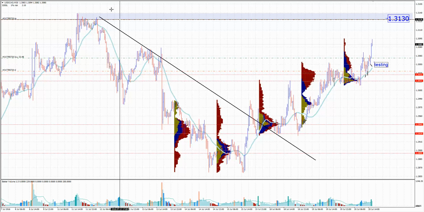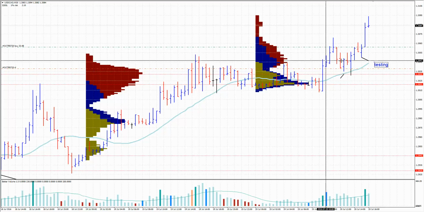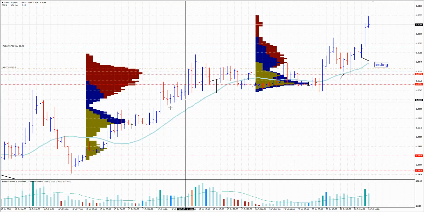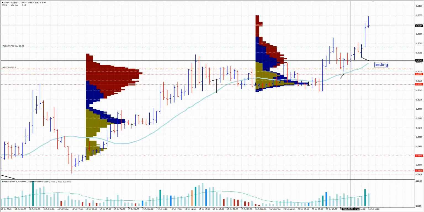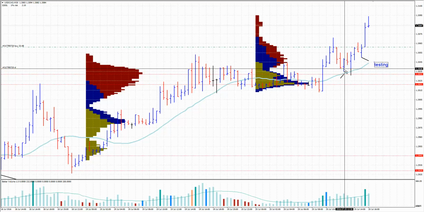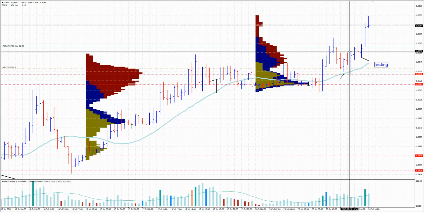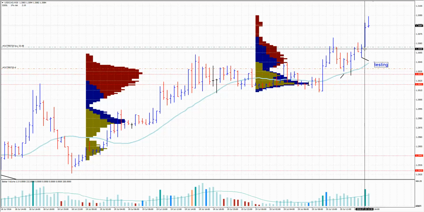I bought here, basically I will zoom you in. So I bought on the testing of this 21 MA, but anyway, I bought the testing of the supply, the bullish bars here. This is a testing, and I bought at this stage here with a stop loss of 20 pips, 21 MA, and I'm right now in plus 24 pips.